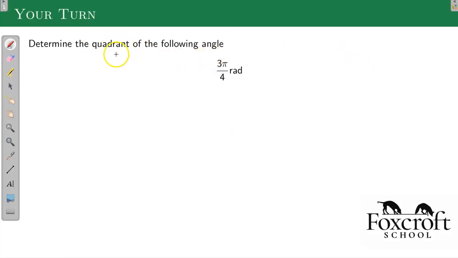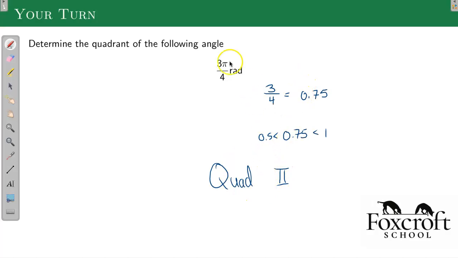All right, so here's one for you to try on your own. Figure out the quadrant for 3 pi over 4. I'll show you the answer in 3, 2, 1. All right, and you get quadrant 2, because 3 over 4 is 0.75. And 0.75 pi is going to be bigger than 0.5 pi, which is straight up, and smaller than 1 pi, which is to the left, which puts you in quadrant 2.